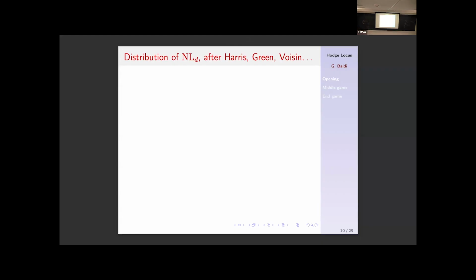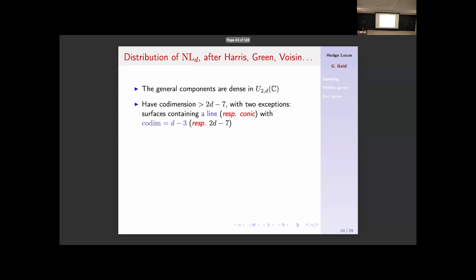And so what can we say about the distribution of this Noether-Lefschetz locus? In fact, it's known that the general components are analytically dense in this parameter space. And we can even be more precise. So they have codimension bigger than 2d-7 with two exceptions.